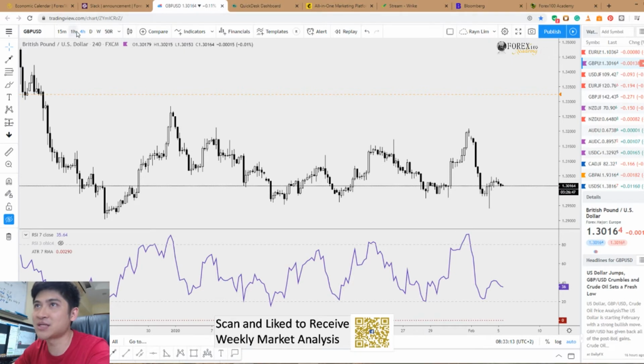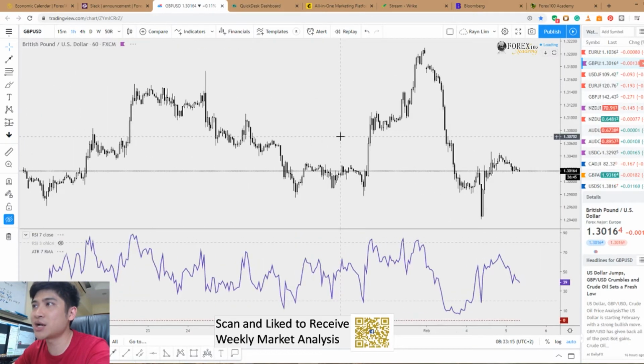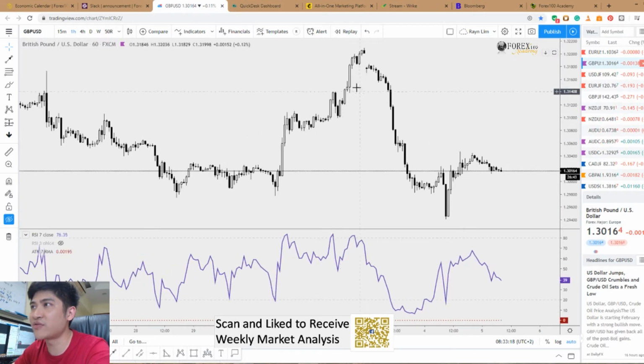In fact, there's a lot of patterns over here. Down to the 1 hour chart, you can see this very sharp move. For those who caught this wave, congratulations, well done. Yep, so let us get going.